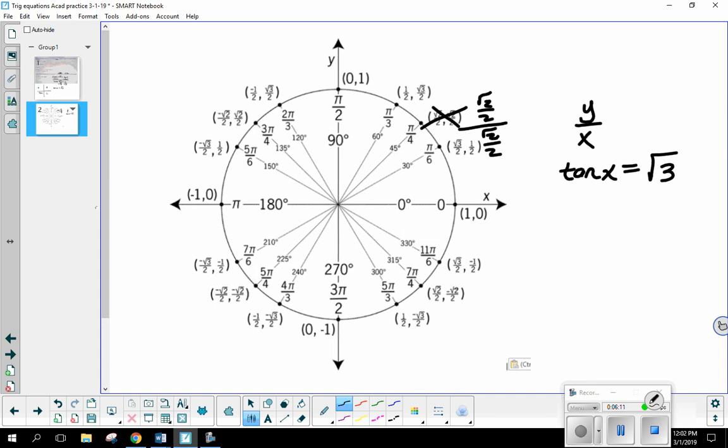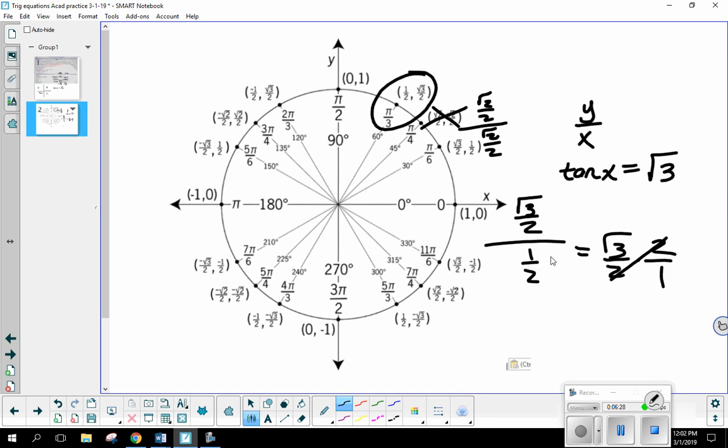So I'm going to take the y value, square root of 3 over 2, divided by 1/2. And what do we do when we divide by a fraction? So this is square root of 3 over 2 times 2 over 1. It does give me the square root of 3. So this is the location I'm looking for.